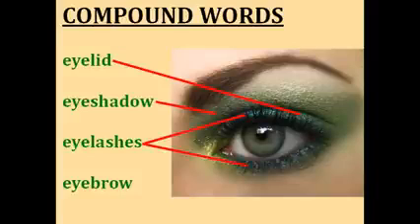These tiny hairs on your eyelids, you have them on the top and on the bottom, are called your eyelashes. And then finally, the line of hairs above your eye is your eyebrow. So 4 compound words with eye: eyelid, eyeshadow, eyelash, and eyebrow.